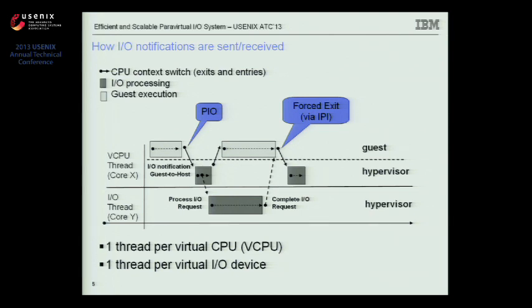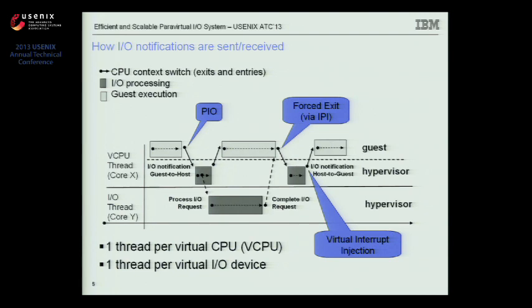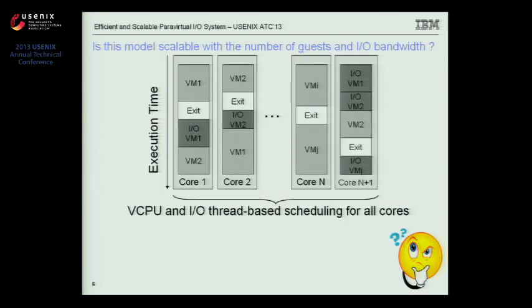Once the guest is not running, we can resume the execution by injecting a virtual interrupt and resuming the guest execution. Now, this chart here only shows you 2 threads, but we usually have 1 thread for each virtual CPU of each virtual machine. And we usually have 1 thread for each I/O device.